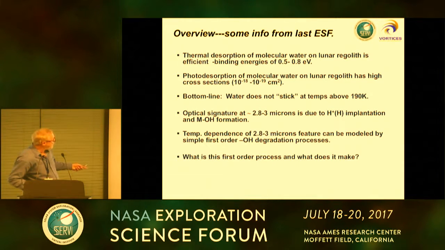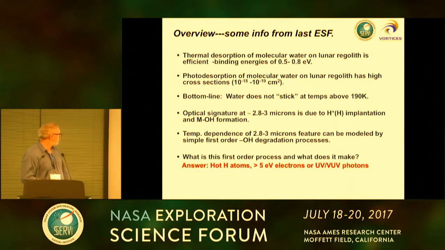Now, there were several talks this morning. They were very good, and they gave an overview of the 2.8 to 3 micron band. We believe that this is a pretty good optical signature of the hydrogen implanted into the regolith and forming hydroxyls, metal-OH bonds. This is a very stable bond and a very stable entity. But in the literature, there's a temperature dependence of this, and what I want to show you is that this can be modeled very simply with a first-order OH degradation process.